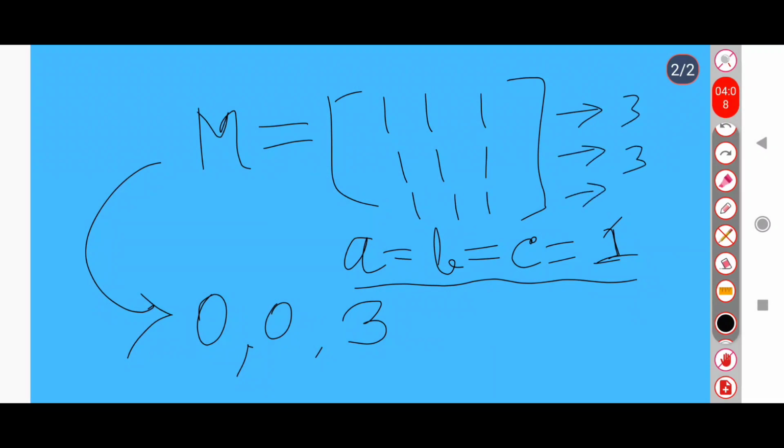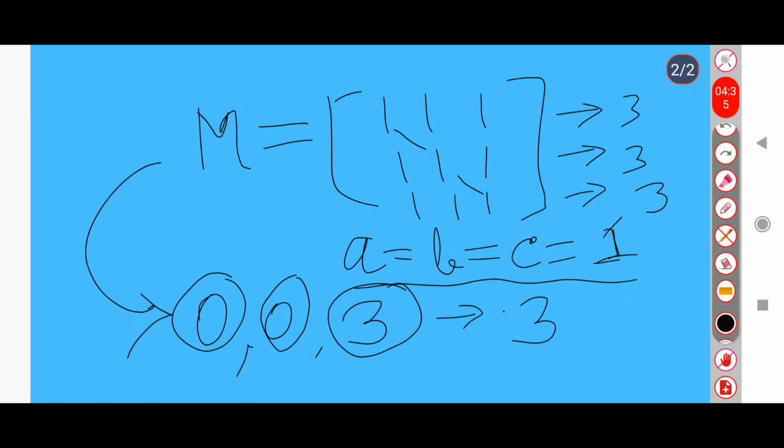So all row sums are 3, so one eigenvalue will be 3, and the determinant of the matrix is 0, so one eigenvalue will be 0. The sum of the eigenvalues will be the sum of the diagonal elements, that is, the sum of the eigenvalues will be 3. So one eigenvalue is 3, one is 0, then another will also be 0 because the sum of the eigenvalues is 3. So the eigenvalues of this matrix are 0, 0, 3.